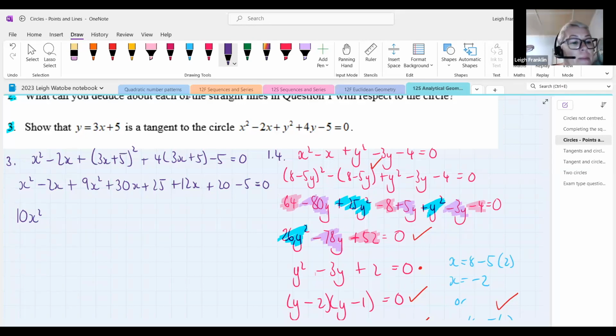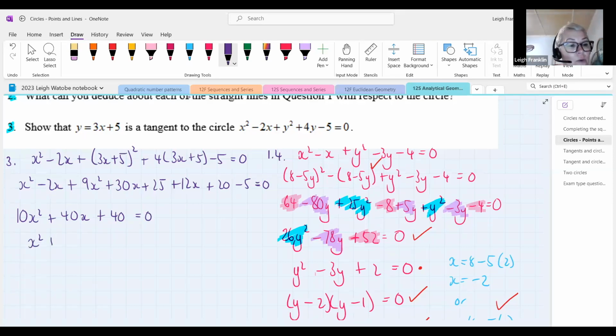Okay, so that's going to be plus 40x in the middle. And then here we've got 25 plus 20 minus 5. So that would give us... I haven't left out any numbers here, I'm just double checking. So 25 plus 20 would be 45. So that would be plus 40 equals 0. Then we can divide through by 10.